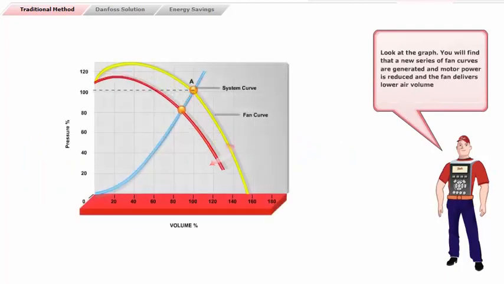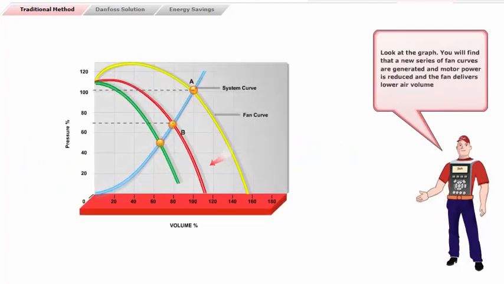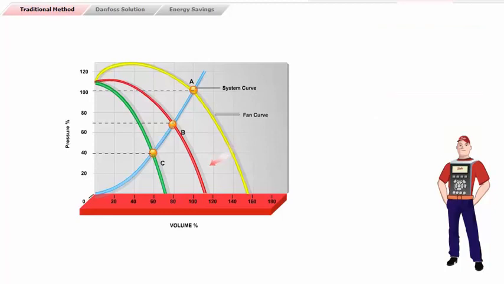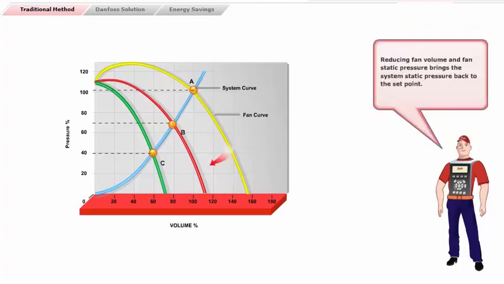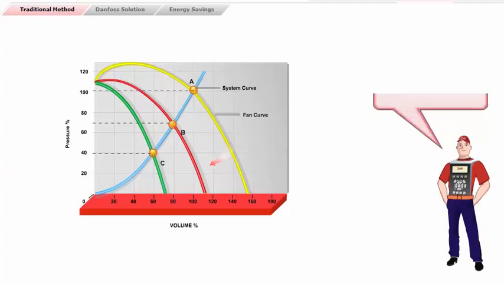Look at the graph. You will find that a new series of fan curves are generated, motor power is reduced, and the fan delivers lower air volume. Reducing fan volume and fan static pressure brings the system static pressure back to the set point.